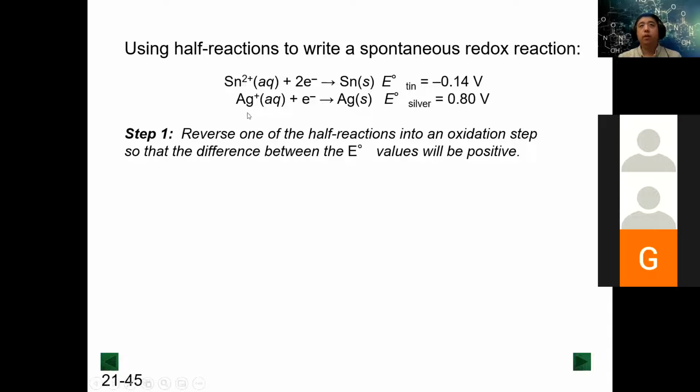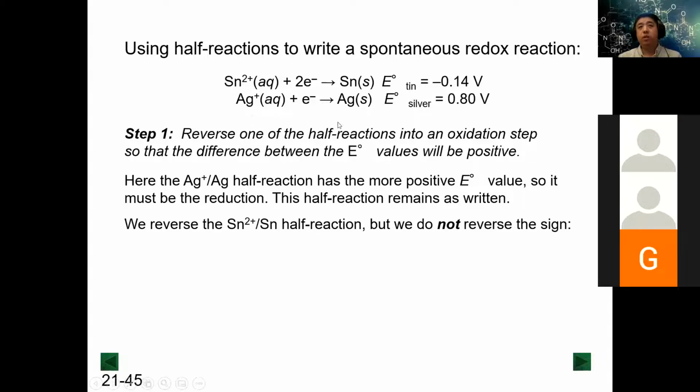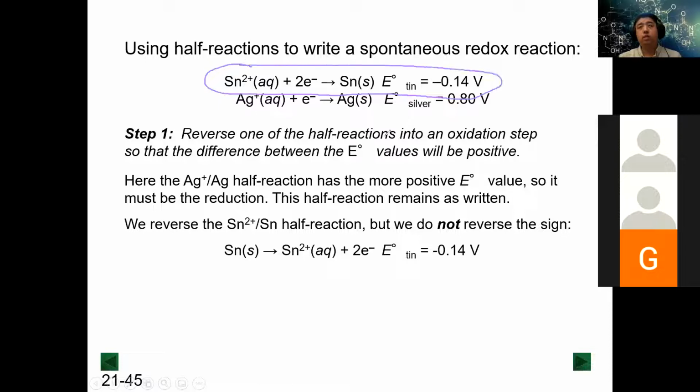The number one thing you want to do is make sure that you reverse the sign for this one. So that's not the sign, you change the entire equation. So the setup looks like this, because this is the one undergoing oxidation. So it's the one that's actually going to be giving away the electrons. So you want this written in the right way.